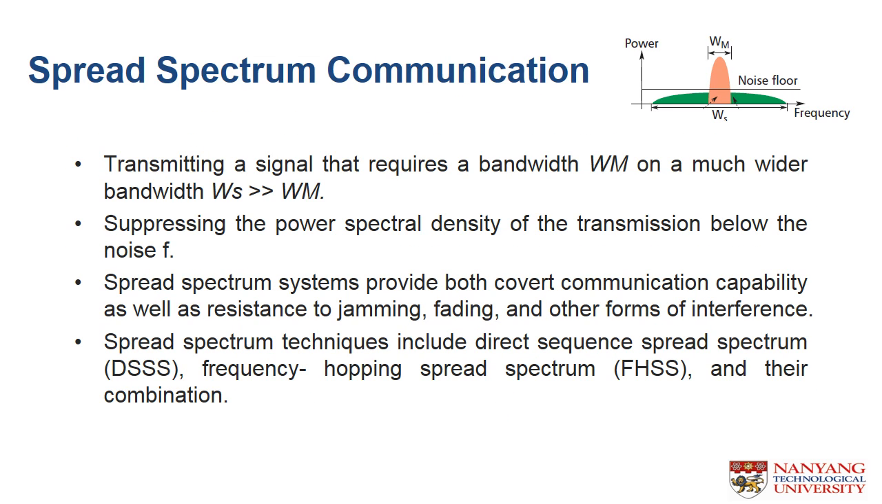Next, we look at one technique of spread spectrum. The spread spectrum approach involves transmitting a signal that requires a bandwidth Ws on a much wider bandwidth Wn, thereby suppressing the power spectral density of the transmission below the noise floor. Spread spectrum systems provide both covert communication capability as well as resistance to jamming, fading, and other forms of interference. Typical spread spectrum techniques include direct sequence spread spectrum, frequency hopping spread spectrum, and their combination.